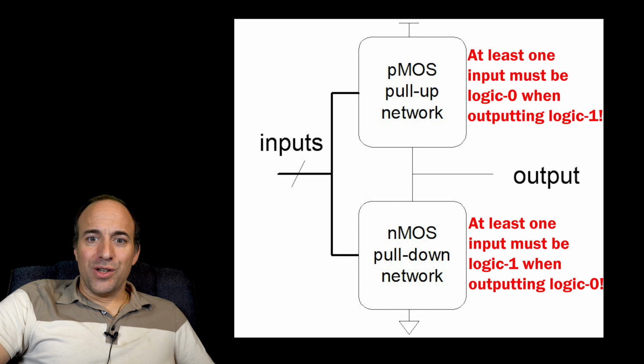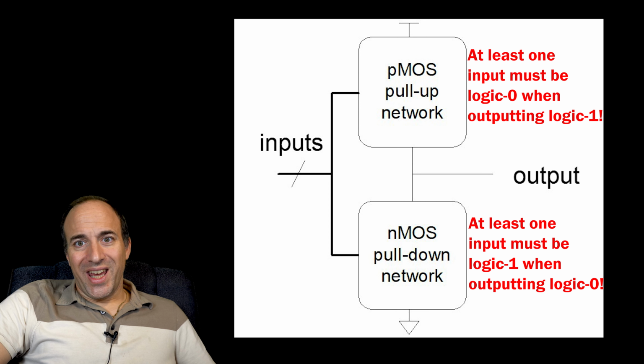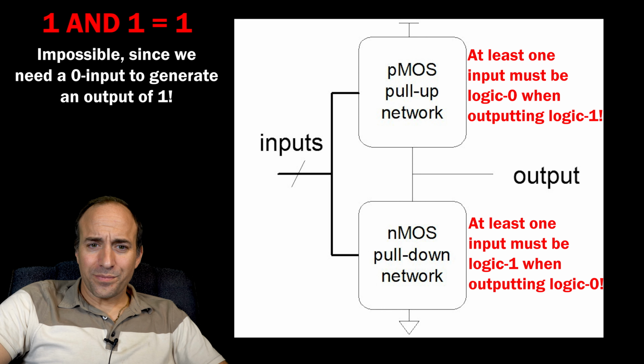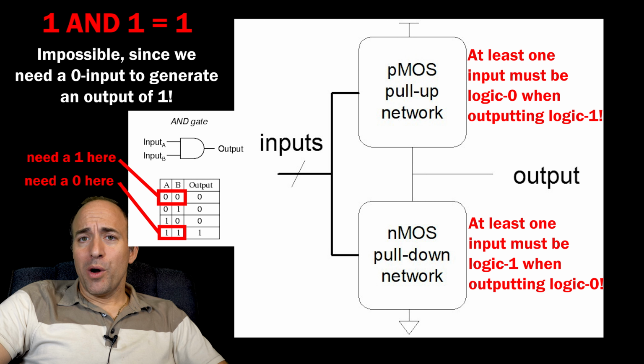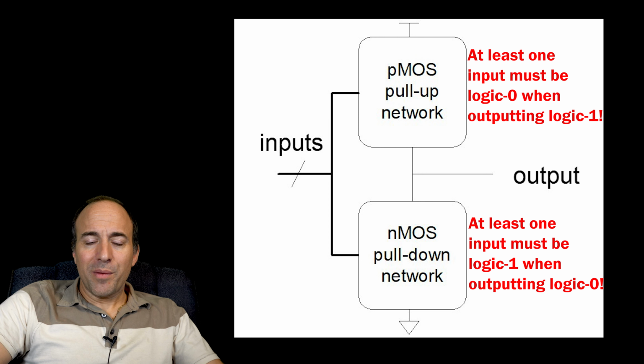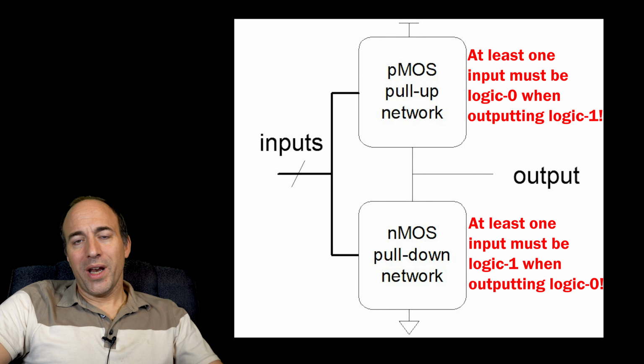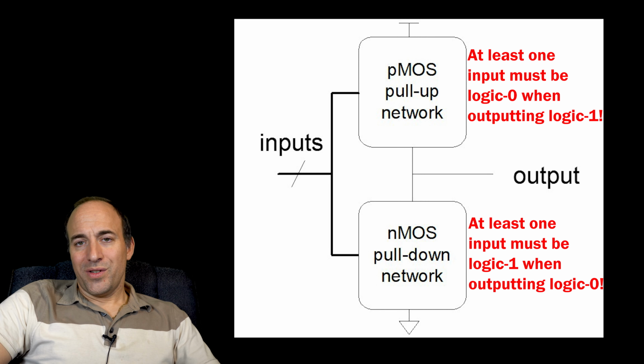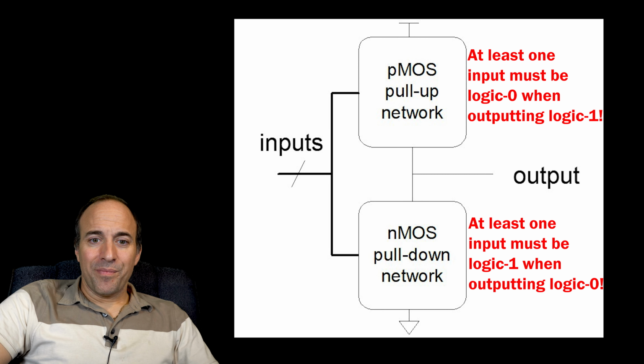That's going to cause an issue for the AND gate and the OR gate, for that matter, which both have a 1 output when all their inputs are 1. Well, if all their inputs are 1, you can't have a 1 output because there would be no way for any of the PMOS transistors to be turned on.